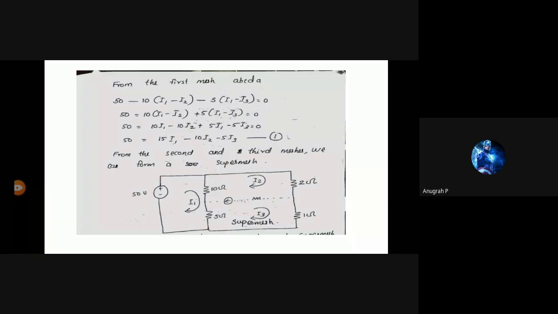Okay, then you can continue. You have to apply mesh analysis. So first you are taking the mesh that contains 50 volt, 10 ohm and 5 ohm. See, this is your first mesh, and this all together constitute the super mesh. So first apply mesh analysis in this circuit.